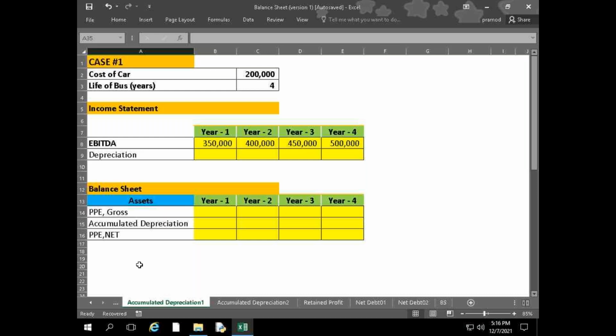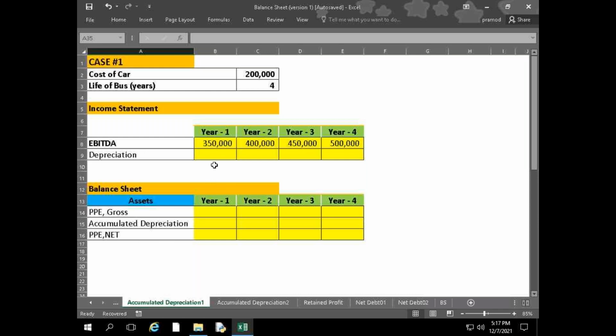So in the first case, in income statement, they are telling me to do the EBITDA or depreciation of the given value. In the next, they are telling me it as an asset format, what is an accumulated depreciation and PPE net value. At the end of the year, my net value should become zero. So if I'm depreciating the value of amount at the end of the year, it should become zero. That is how you will be finding out this accumulating depreciation of every year.